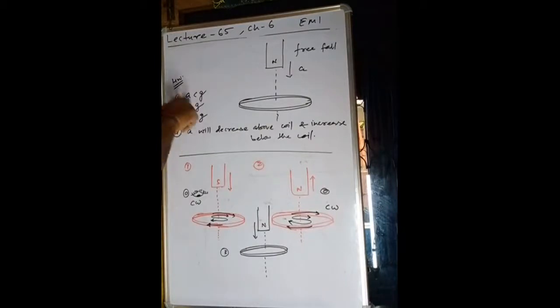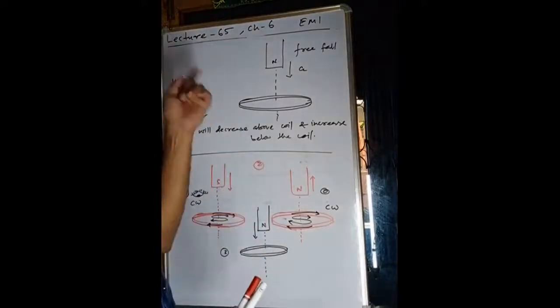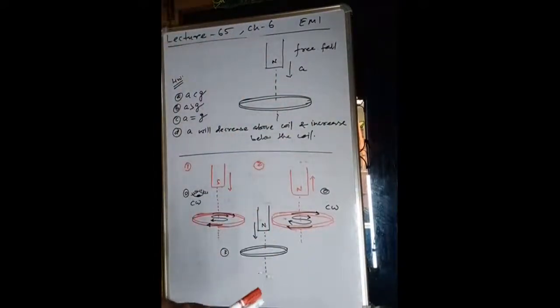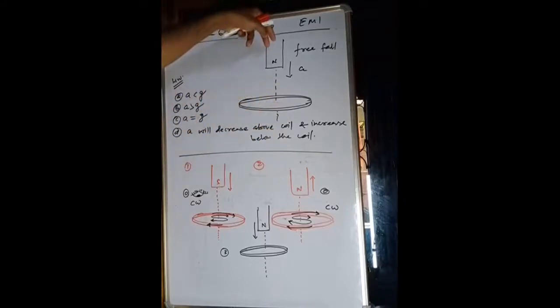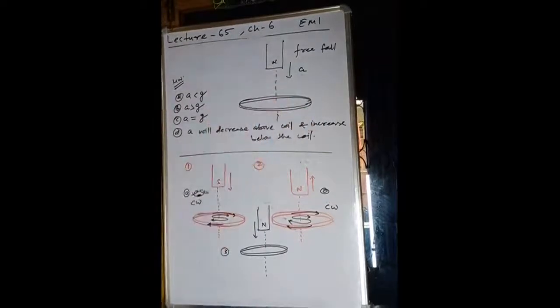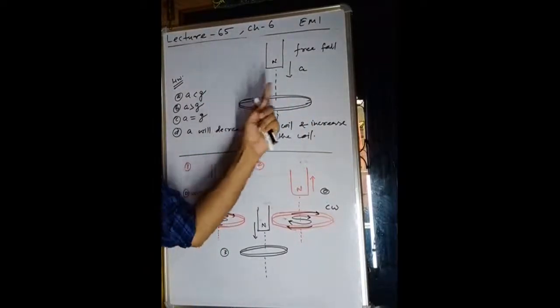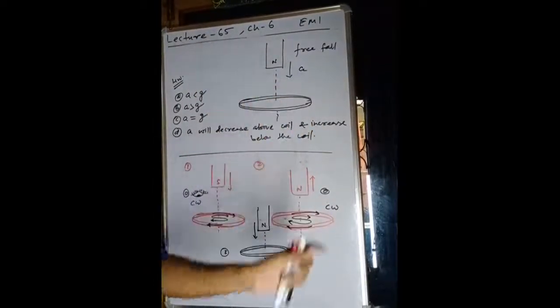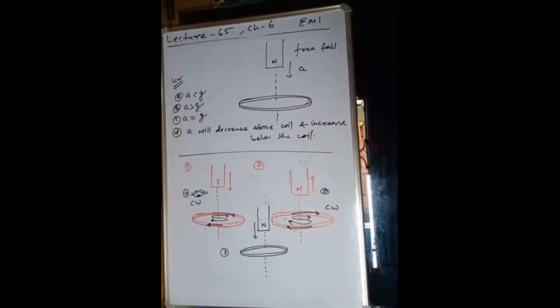You have to find which one is the correct option. And also, my dear students, you don't have to just tick the option saying this is the correct one, but also you have to tell me why this one is the correct option. Okay, I hope that you can find out the reason. Remember, this is freely falling and this is a metallic ring, in which an EMF can be induced.